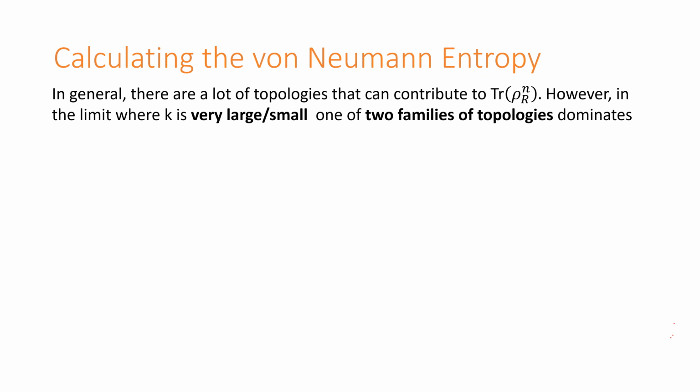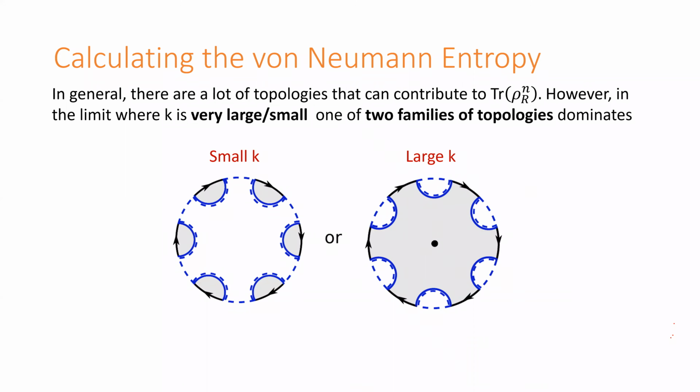In general, there's quite a lot of topologies that can contribute. They're related to something called non-crossing partitions, which I won't really have time to talk about much. But in the limit where either k is sufficiently small or it's sufficiently large, then there will just be one family of topologies that dominates for all values of n. So what are these topologies? Well, for small k, then they're just n independent Euclidean black holes.